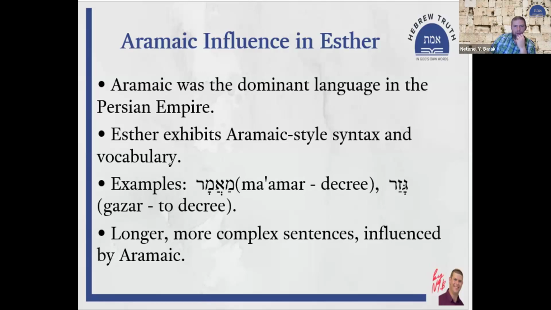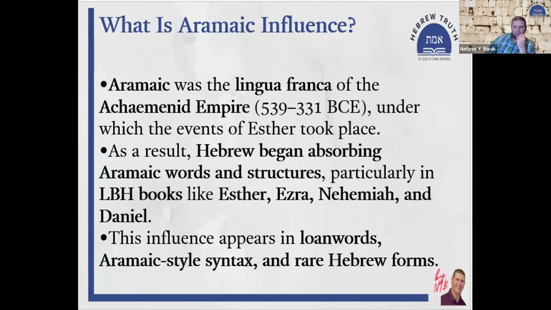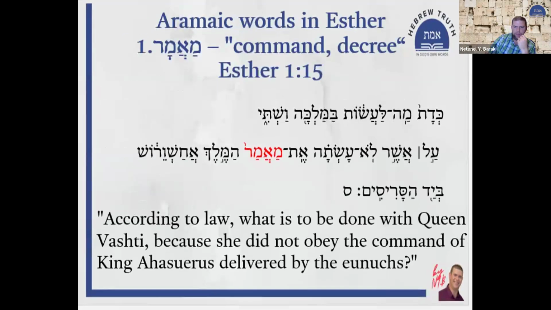So we have Aramaic in the Book of Esther. We'll see one or two examples. Yes, we talked about the Aramaic being the official language of the Persians, the Achaemenid empire, Cyrus, Darius, all of these famous guys, and how it influenced the biblical language at the time. Let's see this example.